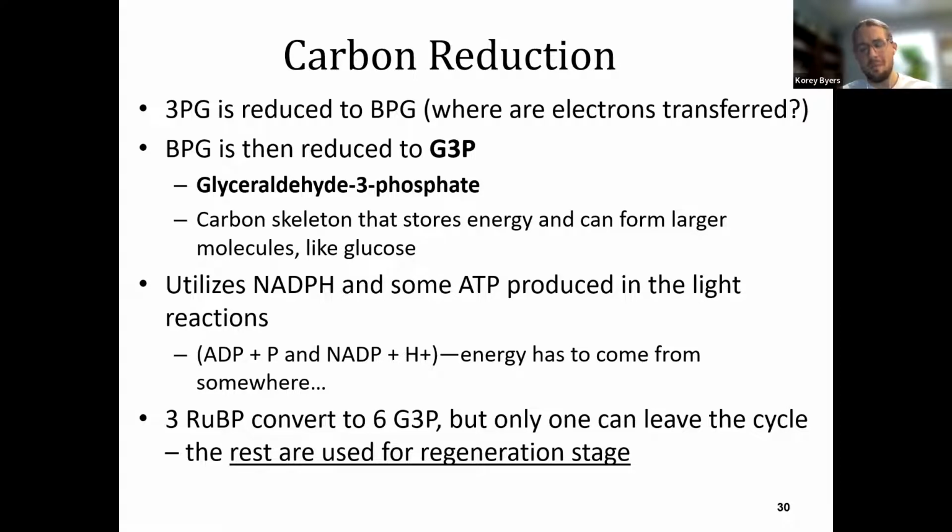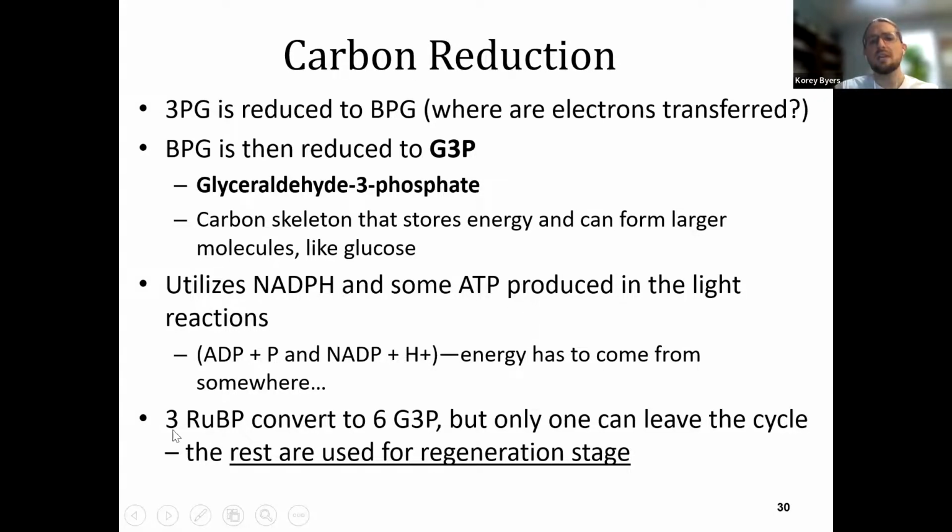So really the major end product, the big thing we want to make at the end of photosynthesis, is truly G3P, glyceraldehyde 3-phosphate. For those of you that need to pause this, it used to be called phosphoglyceraldehyde, PGAL. We call it G3P. It utilizes some NADPH because that's where the electron is going to come from. Some ATP is produced in the light reaction, so we use some of those electrons.